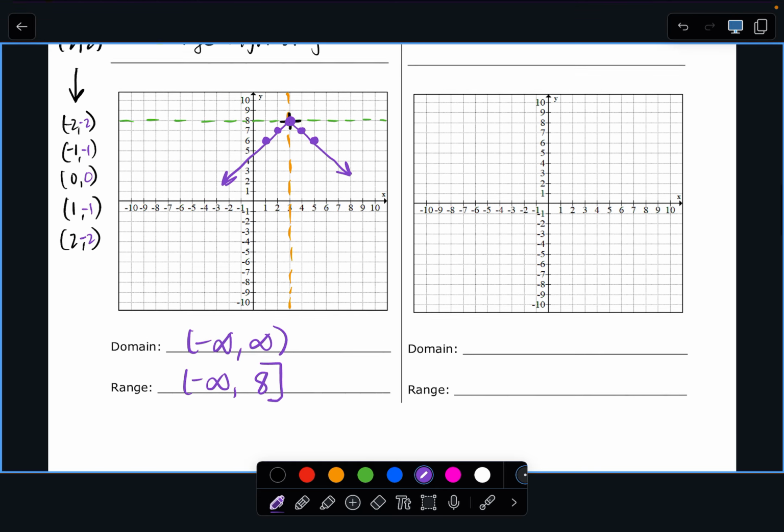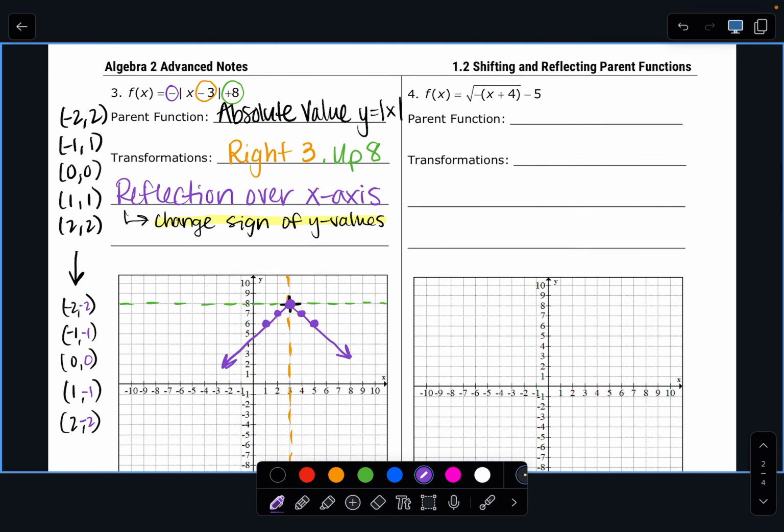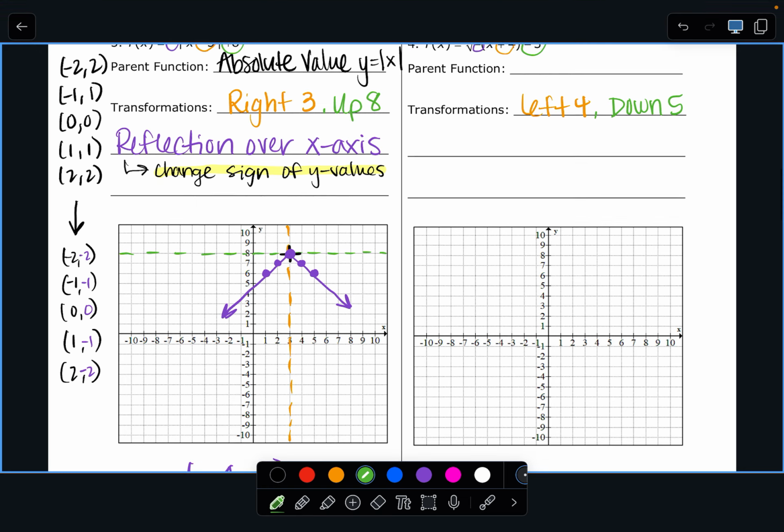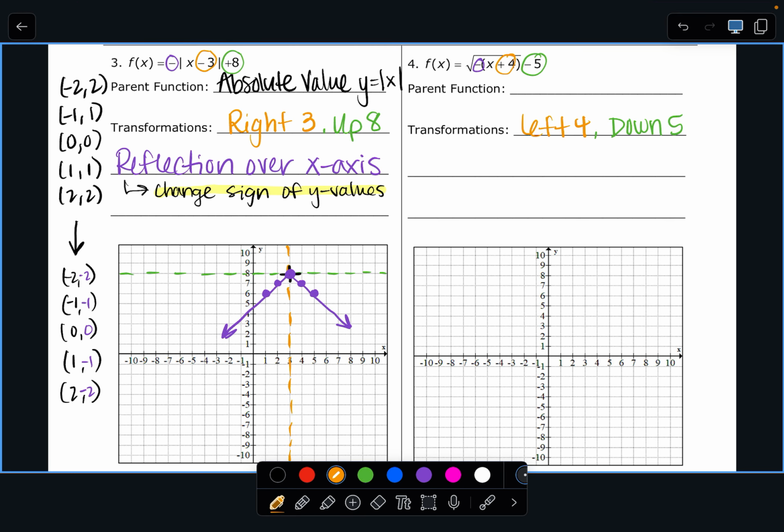For the last example we're going to do together, we're going to have a reflection over the y-axis. So I have three things going on. I have a negative on the inside, I have a +4, and I have a -5. So again, shifts first. So that +4 means we're moving to the left 4. And that -5 means we are moving down 5. So I always come in and I shift accordingly. So we're going to the left 4, and we are going down 5.